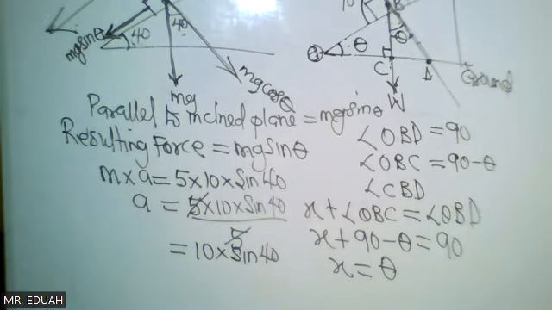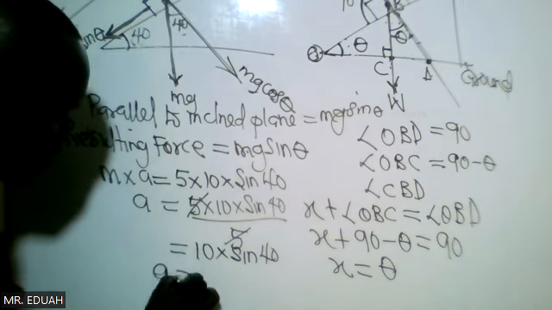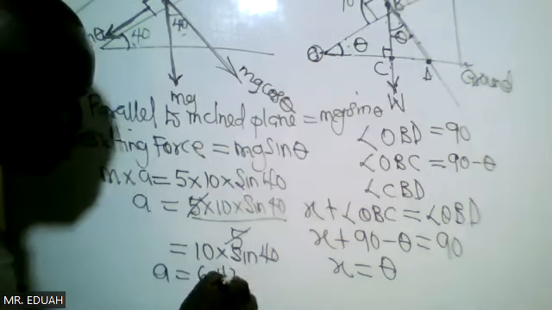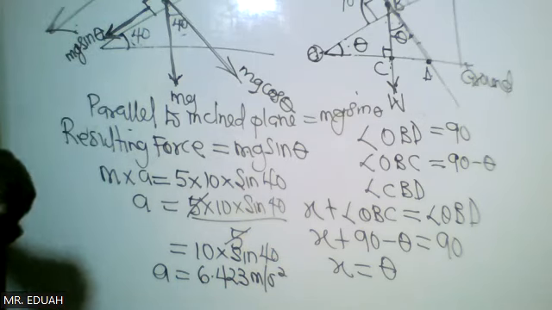So what is sine 40? Sine 40 is equal to 0.642. Therefore, when I multiply this by 10, I have 6.423. For the acceleration, A is equal to 6.423 meters per second squared. And I think the answers you gave me were just on point.